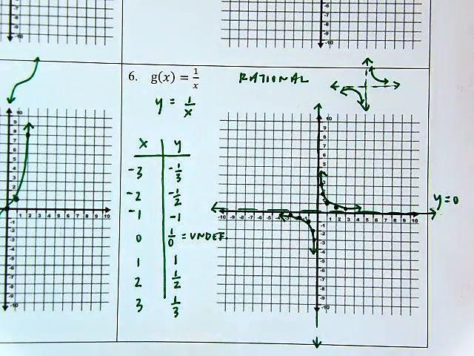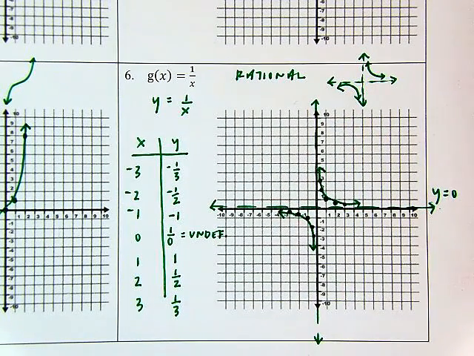So there we go. There is my rational function, y equals 1 over x. I have those two asymptotes, and an asymptote is a boundary line that we approach, but we do not touch it. We certainly do not cross it.